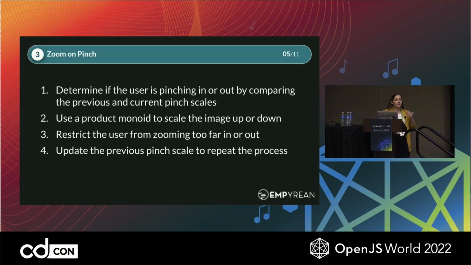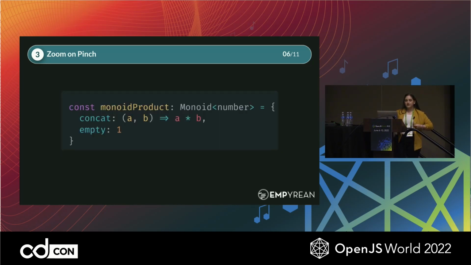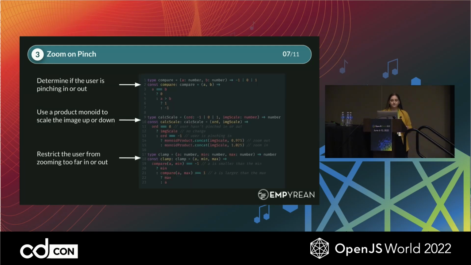And then 4, to make this a continuous loop, we've got to save the previous pinch scale so that we can compare it when we repeat the process. So we're going to use the monoid product. The concat function is going to take 2 numbers. It's going to multiply those numbers together. Our empty here is 1 because that's the number that you can multiply anything by and get that number back.